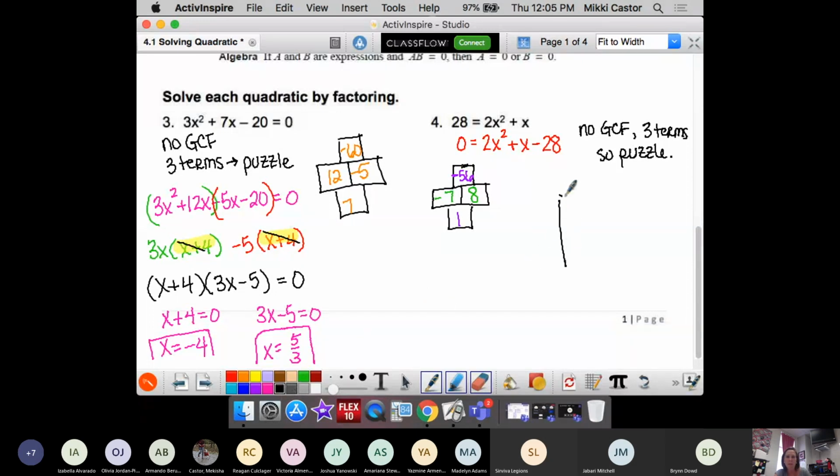All right, so now I'm coming over here and I'm going to do the box on this one. Let's see, first term goes in the first box, 2x squared. The last term goes in the last box, negative 28. The two puzzle pieces we just found go in the other two boxes, negative 7, add an x to it, 8, add an x to it.